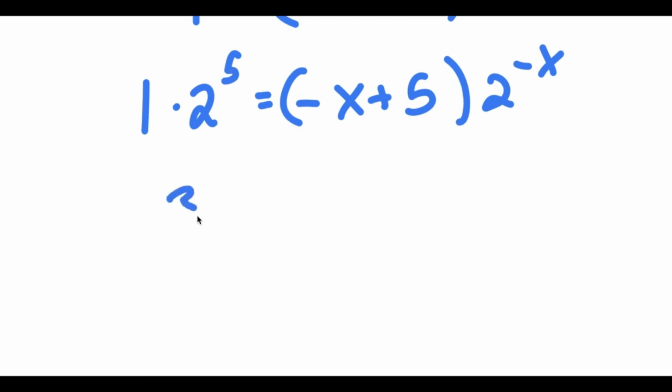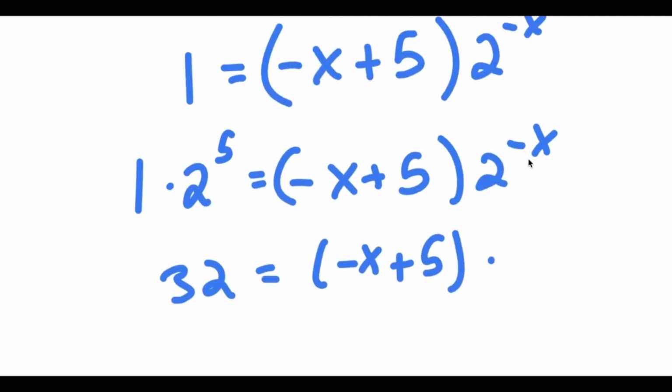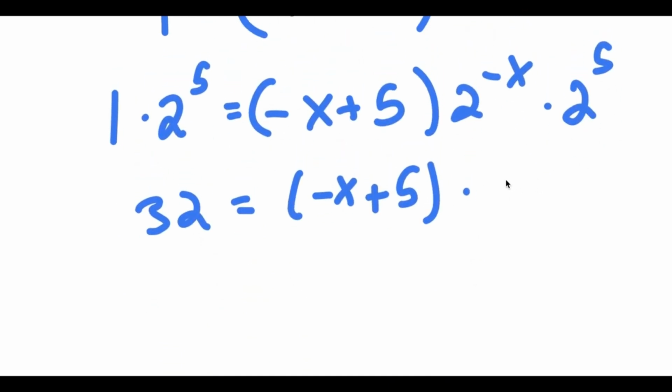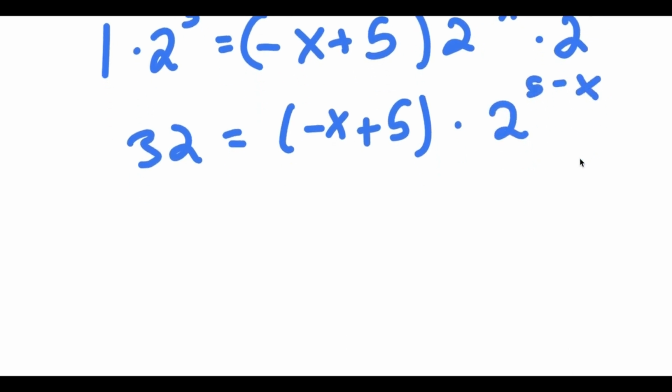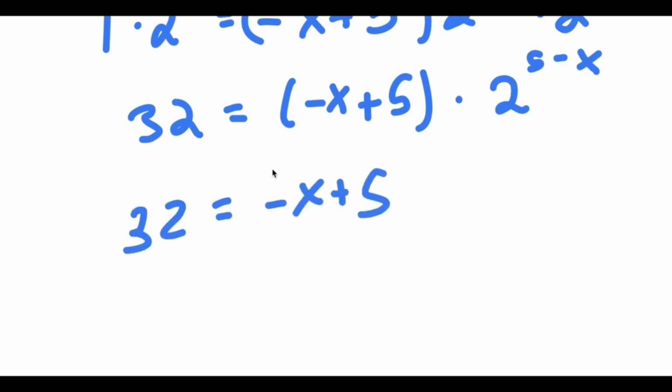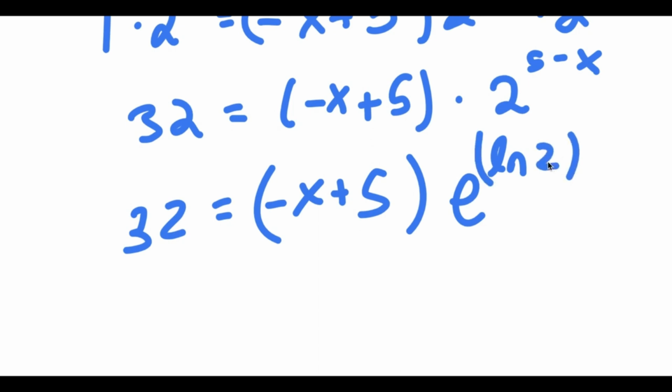And 2 to the power of 5 is 32, so I get 32 is equal to negative x plus 5 times, sorry, I forgot to multiply this side by 2 to the power of 5, but 2 to the power of negative x times 2 to the power of 5 is 2 to the power of 5 minus x. Now I have 32 is equal to negative x plus 5 times e to the power of ln of 2 times negative x plus 5.